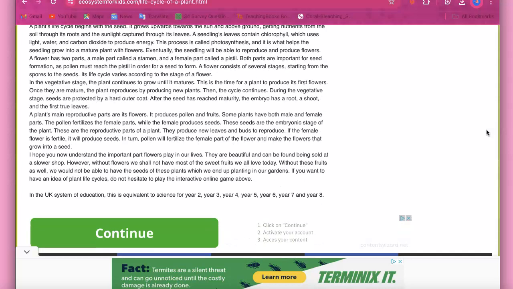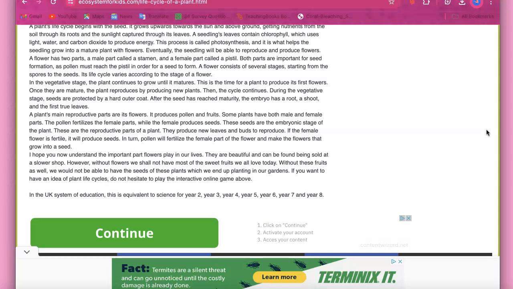A plant's main reproductive parts are its flowers. It produces pollen and fruits. Some plants have both male and female parts. The pollen fertilizes the female parts, while the female produces seeds. These seeds are the embryonic stage of the plant. These are the reproductive parts of a plant. They produce new leaves and buds to reproduce. If the female flower is fertile, it will produce seeds. In turn, pollen will fertilize the female part of the flower and make the flowers that grow into a seed.